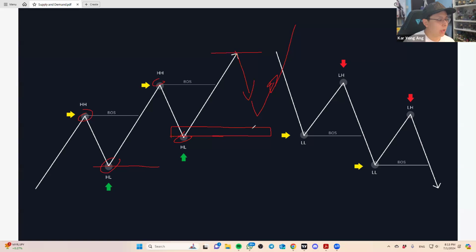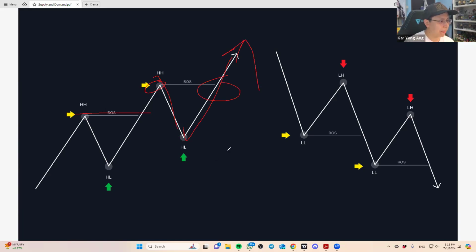Another thing I mentioned just now: every time we have a break of structure, we expect the market to pull back. Same thing as the market coming down: we have a break of structure, we expect it to pull back. So the whole idea of this is that the market tends to move in waves, up, down, up, down. It never really goes in one direction all the time.